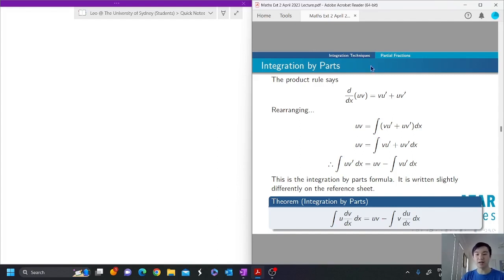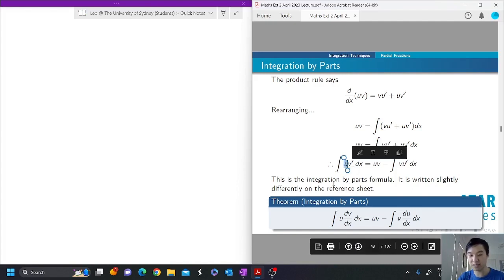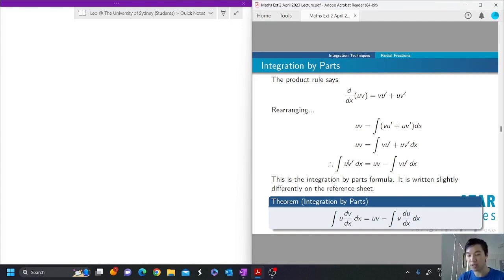So we know that when we differentiate uv, we get u dash v, or you can write it as v u dash plus uv dash. So basically what you can do is rearrange it so that you get a new result, which is integration by parts. It's saying if you have an integral where you could express one part as u and the other as v dash, then using a rearranged product rule, the integral of this is the same thing as u times v minus the integral of v u dash.